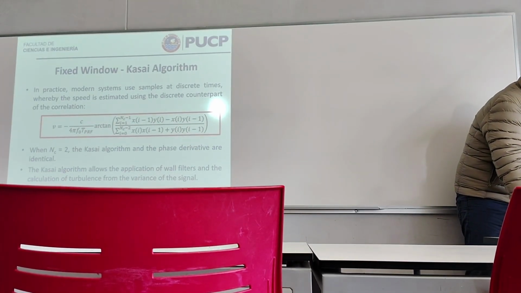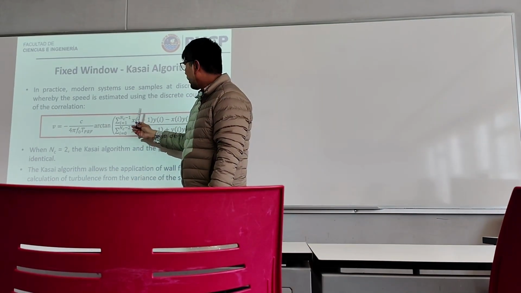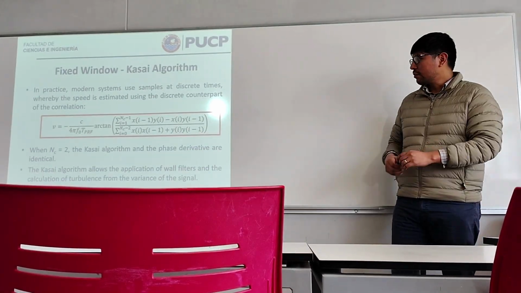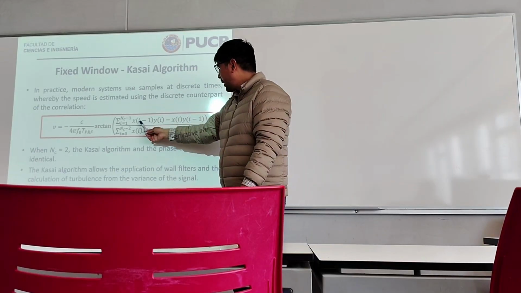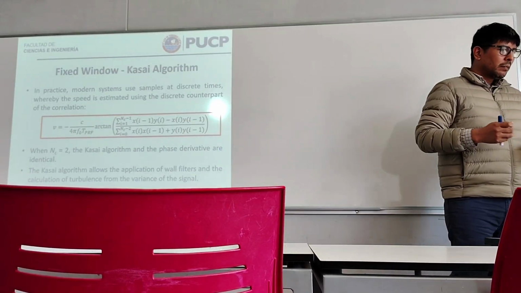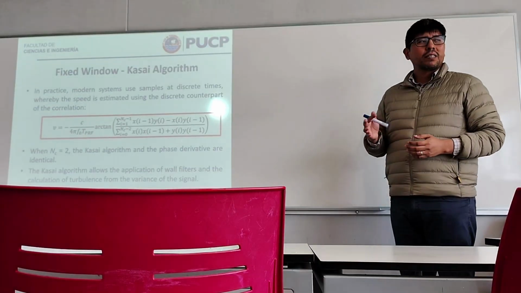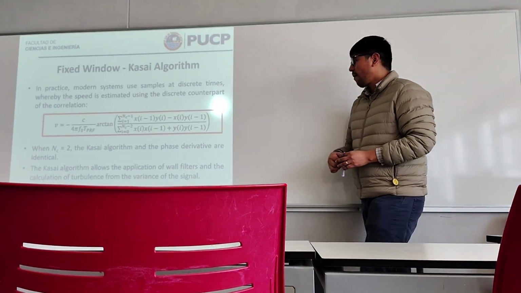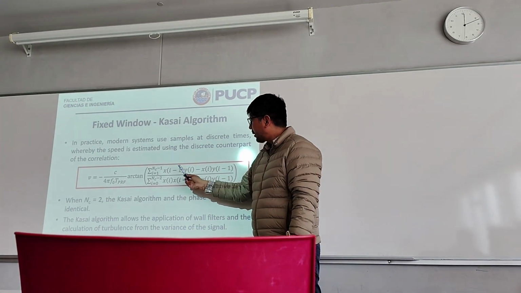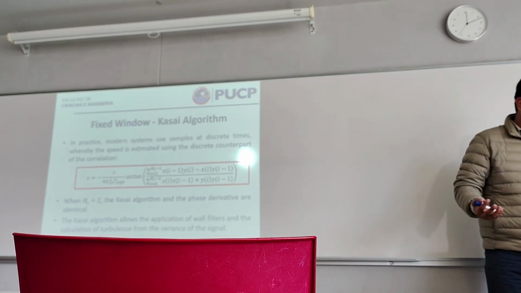Fixed window Kasai algorithm. The difference with the phase derivative is that in the Kasai algorithm we consider all the samples in the slow time. This I index represents the samples in the slow time. So we have signals x and y in the slow time, and we will use all the samples of x and y. With that, we can obtain a ratio, and then an arctangent, that is, an angle of that ratio, that will be associated with velocity.